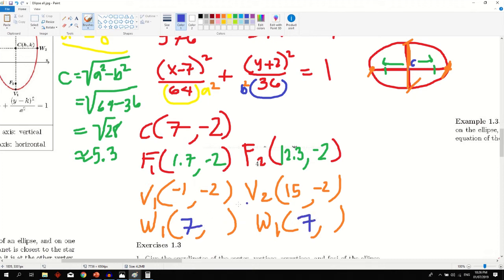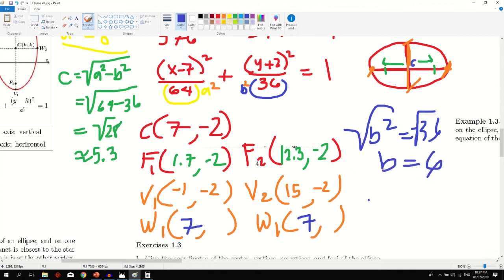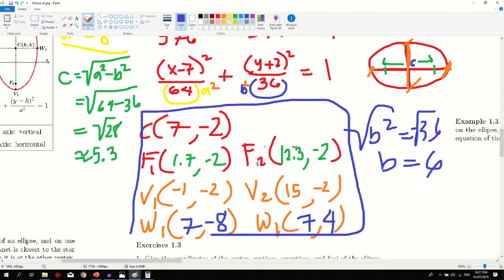Then next will be the b. So b square is equal to 36. Then we take the square root of that to get b. b is equal to 6, because 6 times 6 is 36. So we get negative 2 minus 6 is negative 8, and negative 2 plus 6 is positive 4. Okay, so we have this one. This is all our answer.